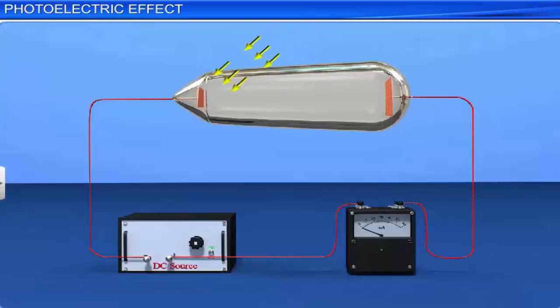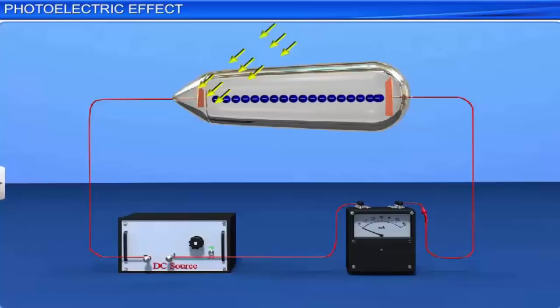He then allowed ultraviolet radiation to fall on the cathode or emitter plate. As soon as the ultraviolet radiation fell on the cathode, a current flowed in the circuit, which was measured by the ammeter. He also observed that as soon as the ultraviolet radiation was stopped, the current also stopped flowing in the circuit.